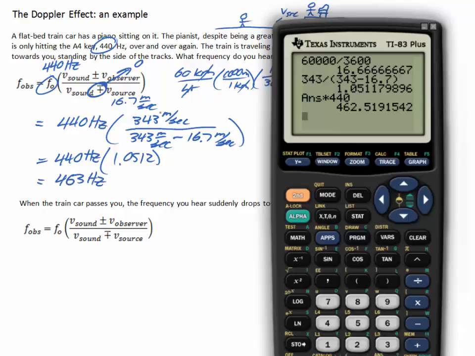And so the train car moving towards the observer, towards you standing by the side of the tracks, is going to raise the frequency by a little more than 5%. 1.05 is our multiplying factor here. So about a 5% difference, giving us a frequency of about 463 hertz, and I've rounded to the nearest hertz.